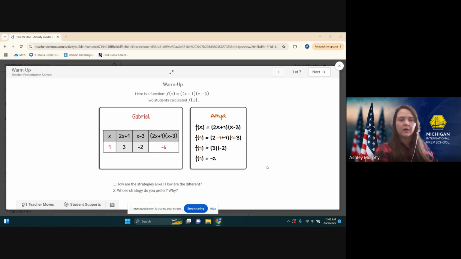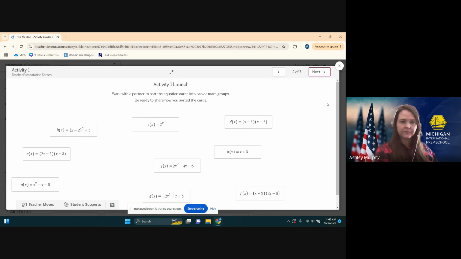So both methodologies get the same answer. There's nothing wrong with either methodology, and it's good to compare them. Okay, so we're going to sort the equations into 2 or more groups. It doesn't say specifically what kinds of groups we want.